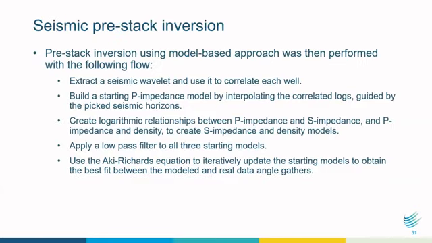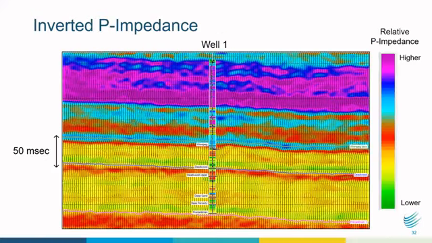Then, using these wells and the seismic data, pre-stack inversion was performed using the model-based approach in Hampson-Russell. Here the inversion flow is shown in text. We have already seen this workflow using a scheme, as you remember. And here you can see the pre-stack inversion result in the form of a P impedance section passing through well 1 and over this geothermal target.